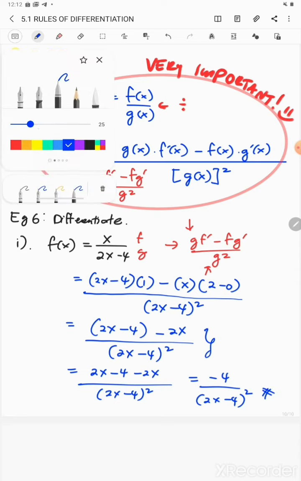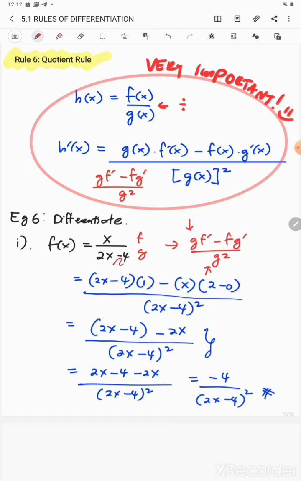Where this one is f and this is g prime, and then minus, x is g, sorry. This part is g, this is f prime. So this is g f prime, minus f g prime, and for the bottom, this one is g square. Alright, never mind, we try one more example.